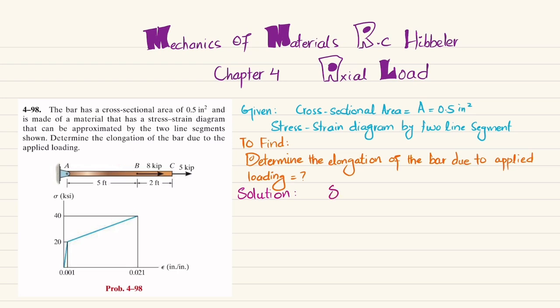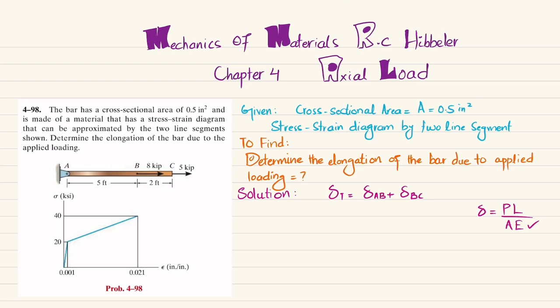As we know, the total elongation in this bar will be equal to the elongation in bar AB plus the elongation in bar BC. Here, elongation or change in length is equal to PL divided by AE. But we do not know the material, it is not given, so we cannot apply this equation. So in this video, I will show you how to solve this problem.